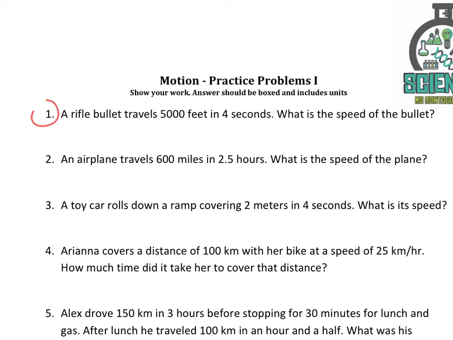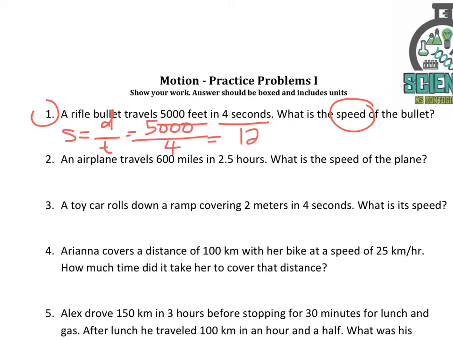So for number 1, a bullet travels at 5,000 feet for 4 seconds. What's the speed? So we use our speed formula, which is distance divided by time. We have 5,000 feet in 4 seconds. So that's 1,250 feet per second. Remember to always show your work here and to show your answer with the units.